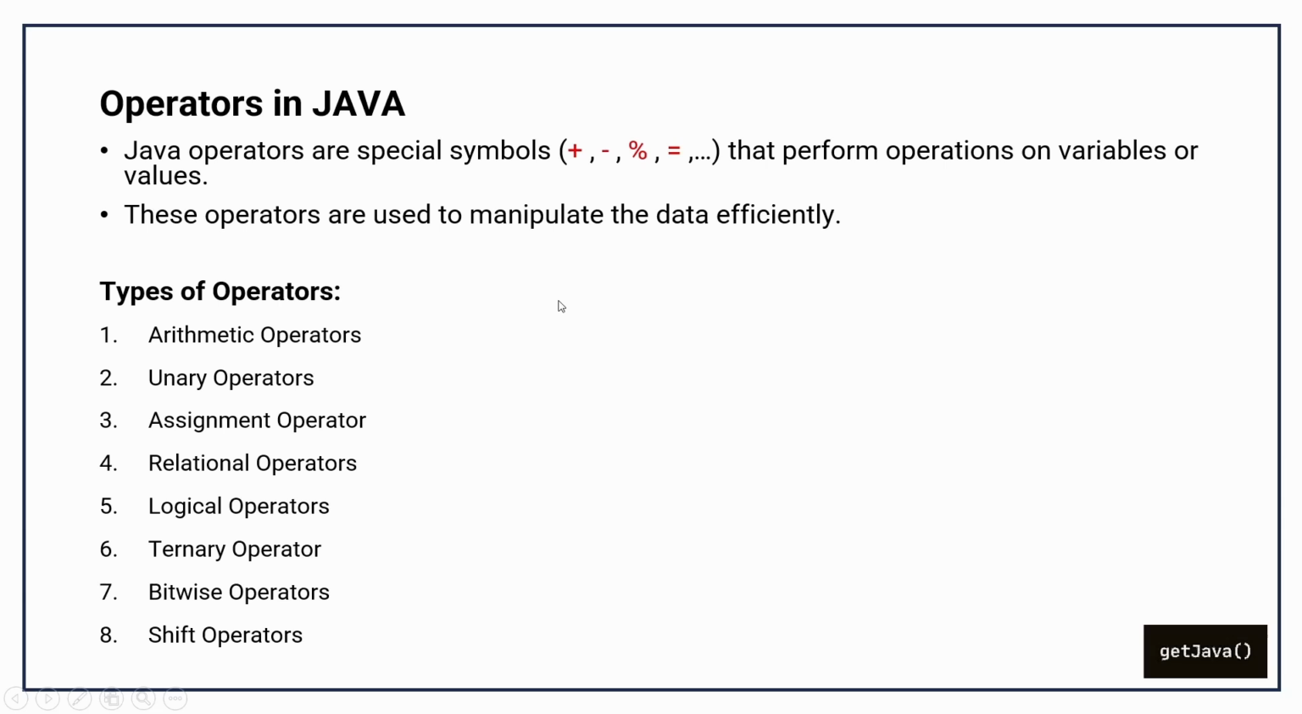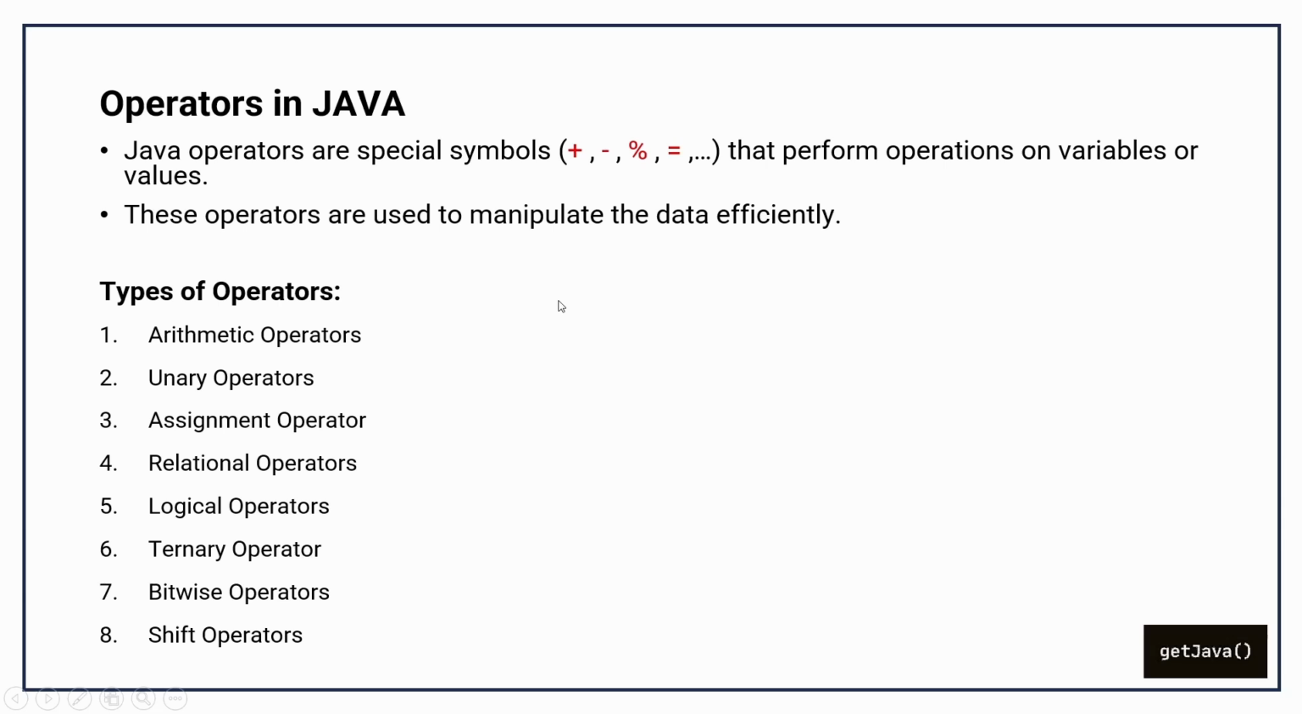What are operators? Operators are special symbols, for example, plus, minus, percentile, equal to, etc., that perform operations on variables or values. For example, I have to perform an addition operation. Suppose I have two different numbers, 5 and 10, and I have to perform addition on these two numbers. So what I will do? I will do 5 plus 10.